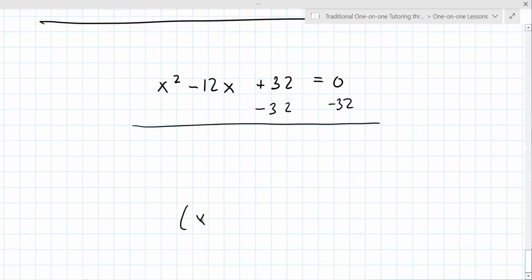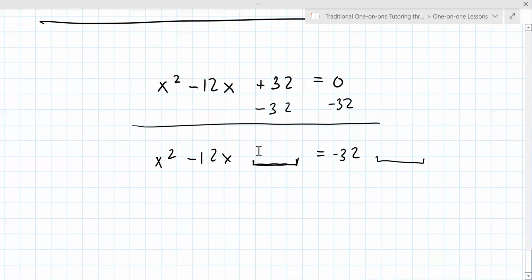Parentheses x minus 3 parentheses minus 32. Okay, so let me work this out for you again so you can see it. Did you subtract 32 from both sides? Yes, I did. Okay, so now we put a placeholder there. To figure out what goes there, you take half of this number right here. What is half of this number? -6. You square it.